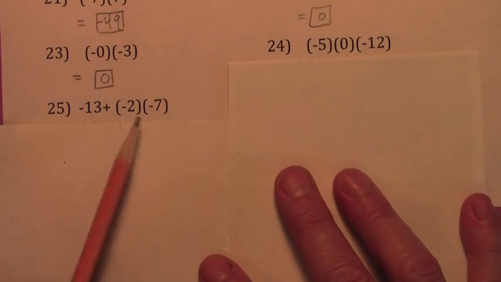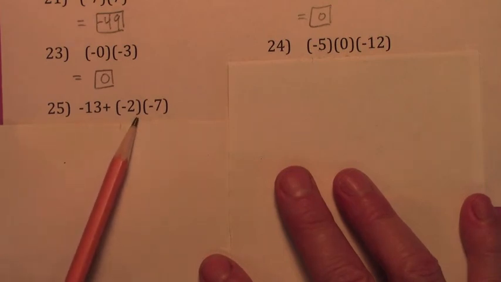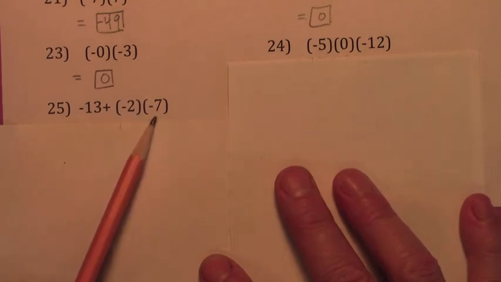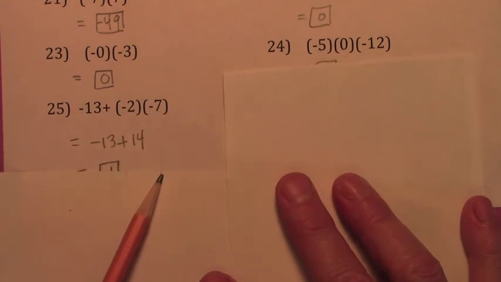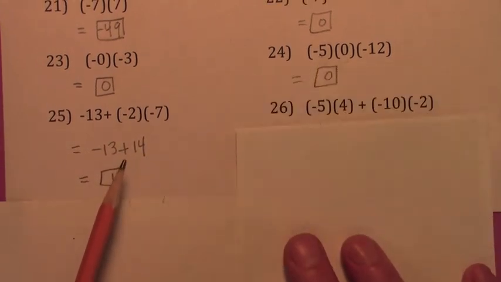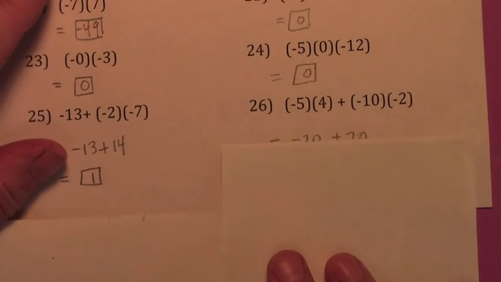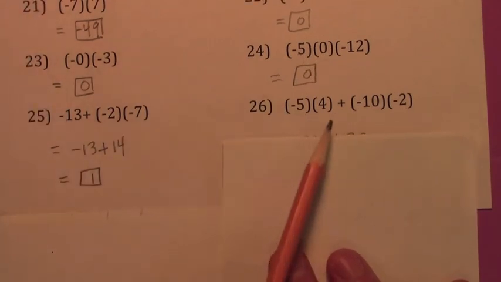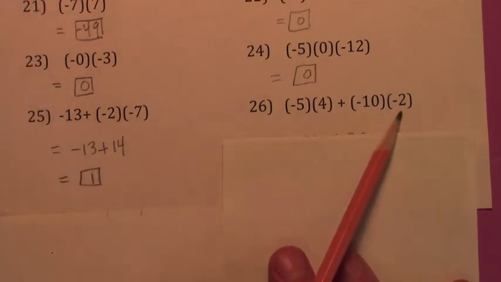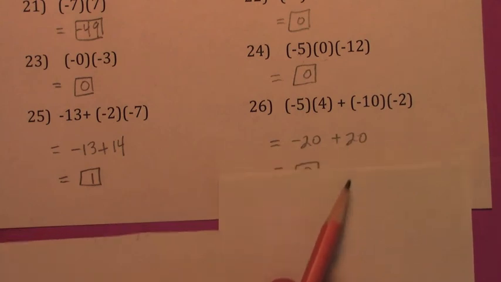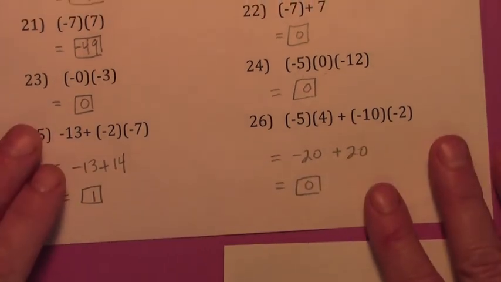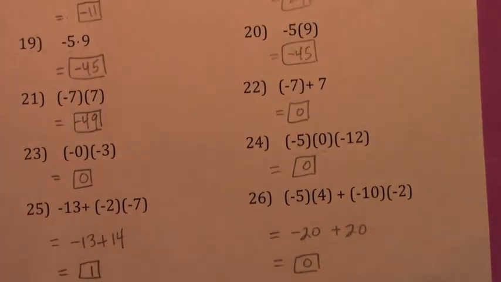Here we follow the order of operations. This is negative 13 plus negative 2 times negative 7, which is 14. Final answer is 1. Last one here, you're multiplying negative 5 times 4 plus negative 10 times negative 2. You get negative 20 plus 20, which is 0. It's important that you get this down because, like I said, everything we're going to do the rest of the quarter hinges on your skill working with multiplication and addition and not getting them confused.